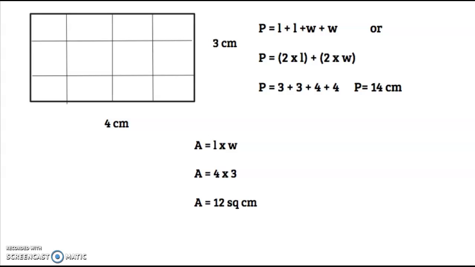Before learning some more about perimeter and area, let's review really quickly. I have a rectangle here with a width of 3 centimeters and a length of 4 centimeters. To find the perimeter, I plug my numbers into my formula.